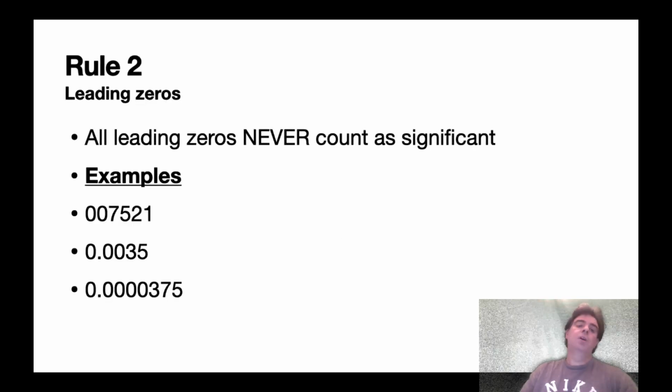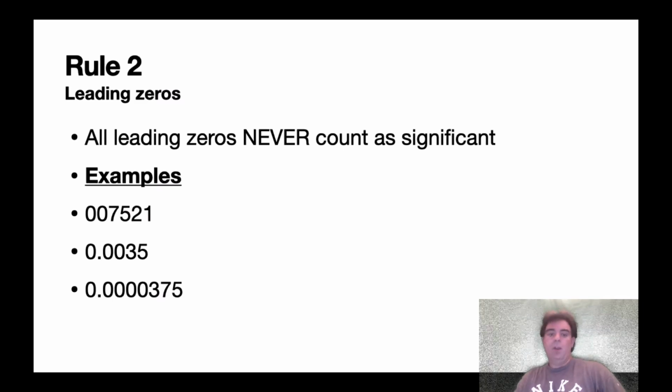Rule number 2 deals with leading zeros. Leading zeros never count as significant. Let's look at a couple of examples. Let's look at the first one, 007521. In this case, the first two zeros are leading zeros, and they therefore never count as significant. So that means 7, 5, 2, and 1 count as significant simply because they're non-zero digits. So the first example has 4 significant figures.